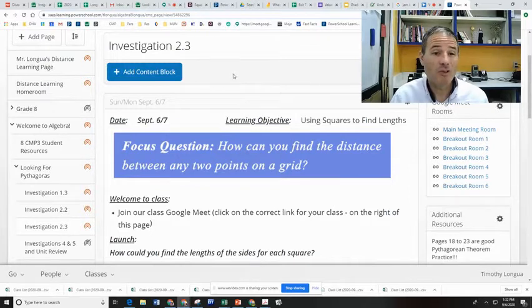Today is September 6th, September 7th, and we were doing Investigation 2.3, which really talked about the idea of using squares to find their lengths, using the area of a square to find their length. And then how do we do that? How do we find the distance between any 2 points on the grid?